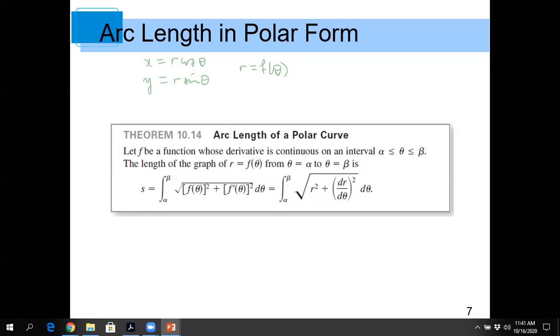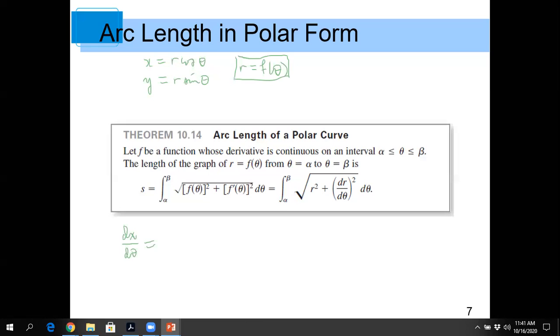Does that make sense? Okay. And you know that the formula we had before was the integral from the first value of the parameter to the second value of the parameter of the square root of dx dt squared plus dy dt squared, correct? Well, what is dx d theta? We kind of did this yesterday, and remember, r is actually a function of theta. So what would I have to use when I compute dx d theta?